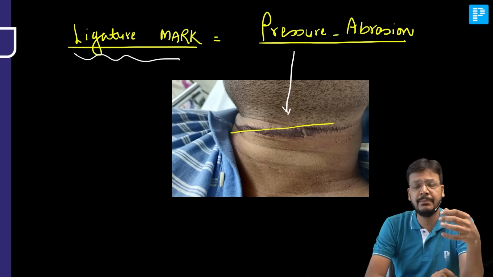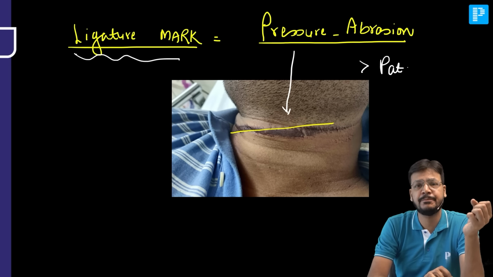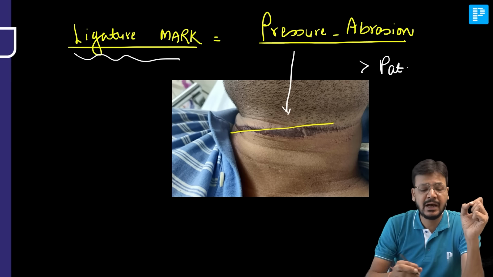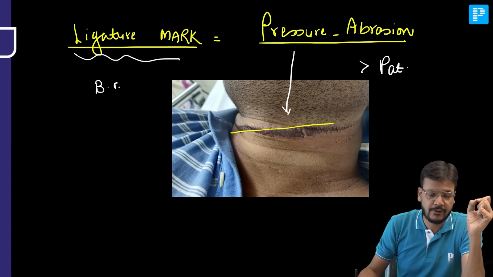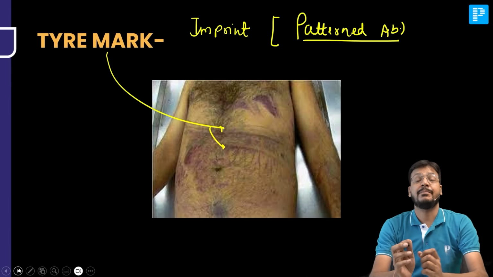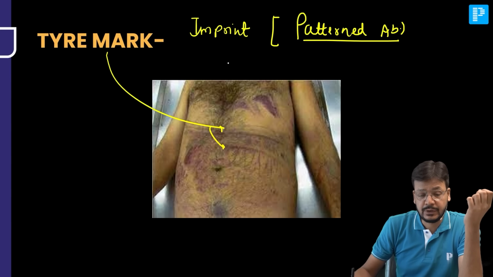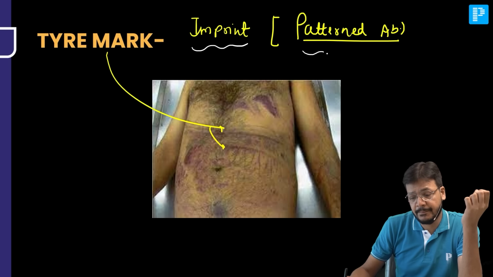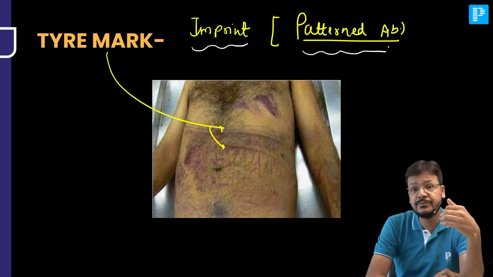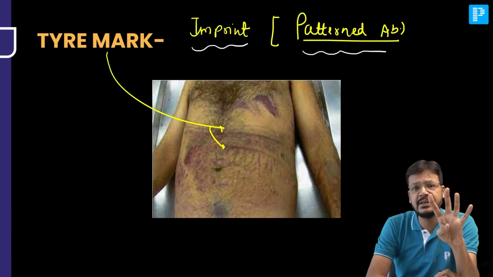The ligature mark can be patterned also, but the better answer is pressure. So ligature mark and bite mark are example of pressure abrasion, especially in hanging cases. Tire mark, my dear friend, because it is making imprint of the object. So tire mark are the example of imprint or patterned abrasion, because it is making the imprint or pattern of the object. So I have discussed 4 abrasion.